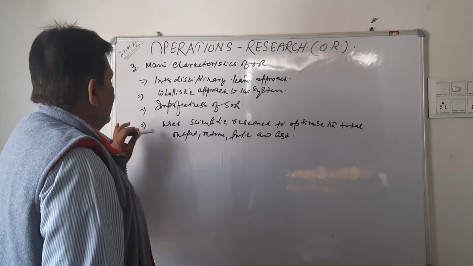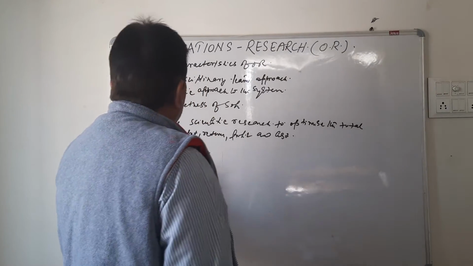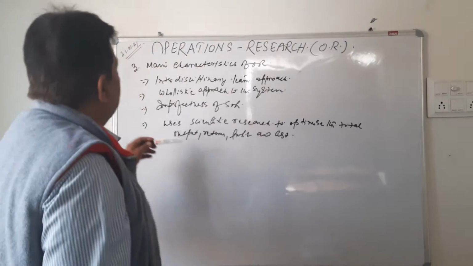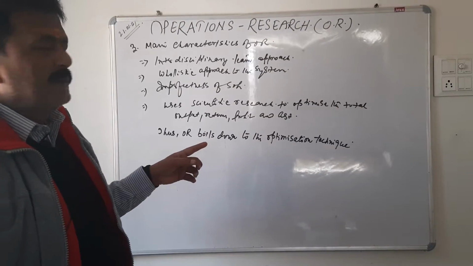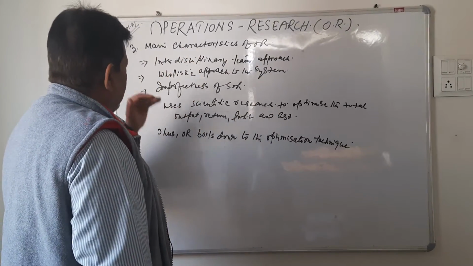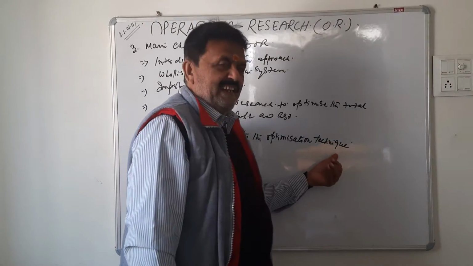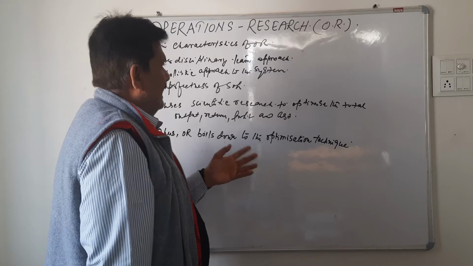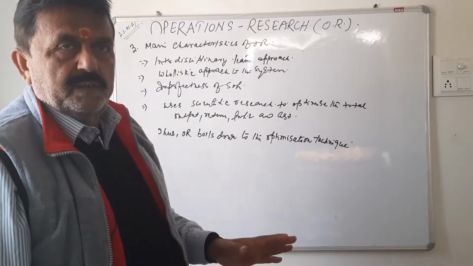And fourthly, OR uses scientific research to optimize the total output, return, profit, cost, and so on and so forth. So these are the four main characteristics of OR. So we may say that when we see the main features of OR, ultimately OR boils down to the optimization technique. Whatever OR does, in some way or other, it always goes for optimization. So OR must be taken as a technique for the optimization process anywhere and everywhere.